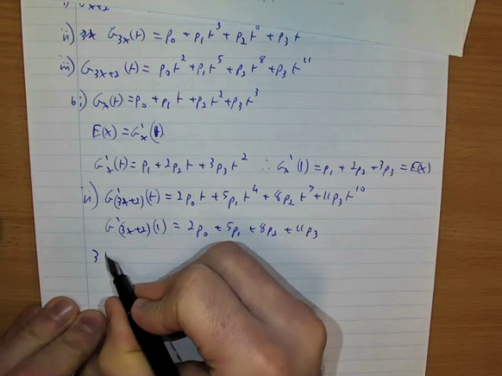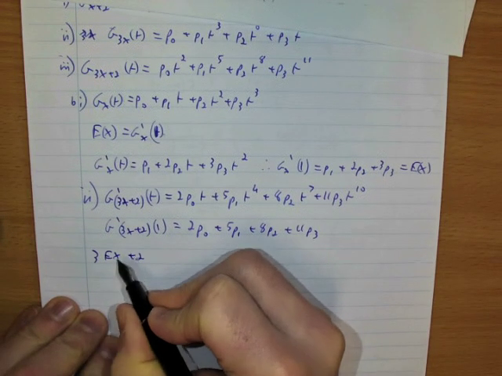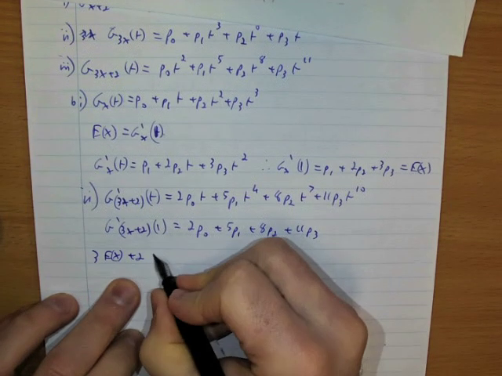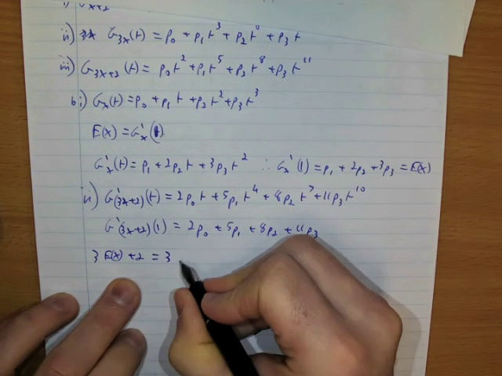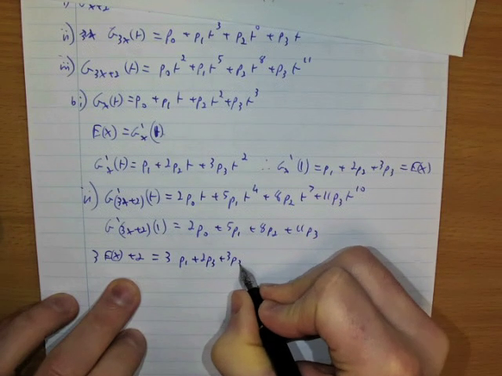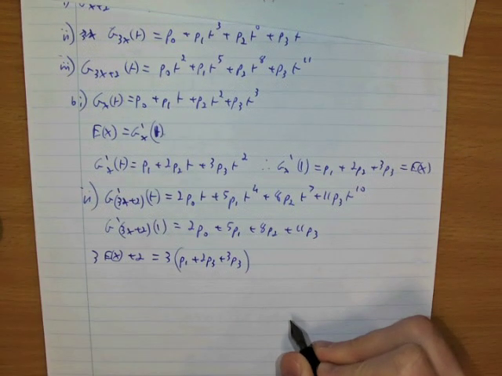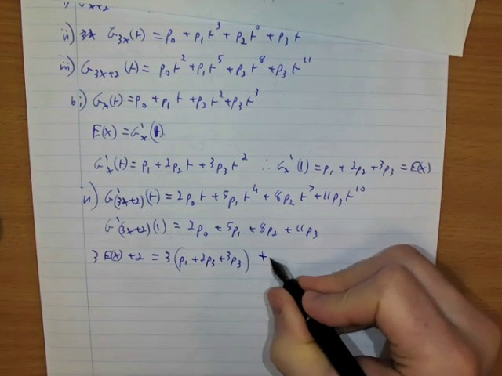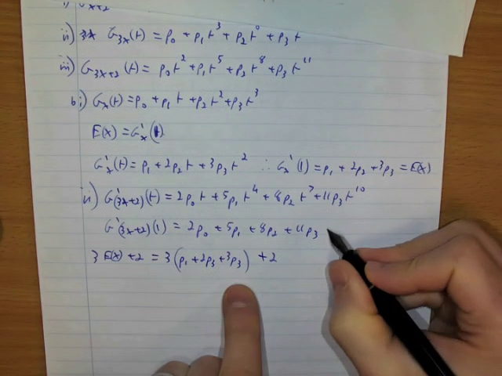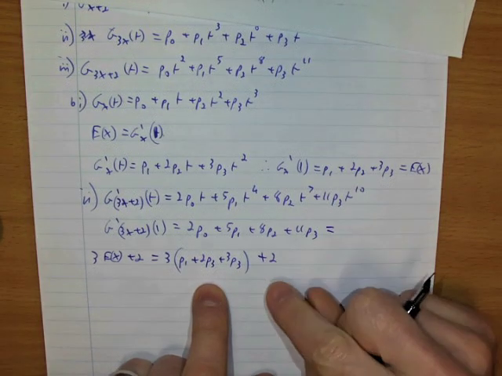So what is 3E of x plus 2? It's got to be the same as this, so let's just work towards that. Well, that's 3 lots of p1 plus 2p2 plus 3p3, plus the 2. So now we've got to work between the two. Looking at these two, how are they going to be the same?